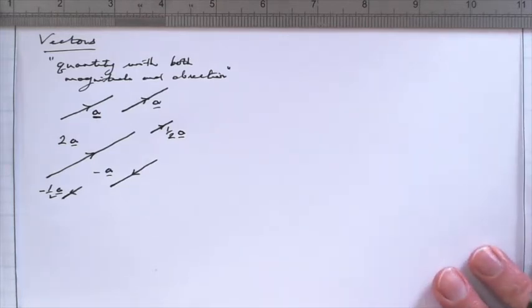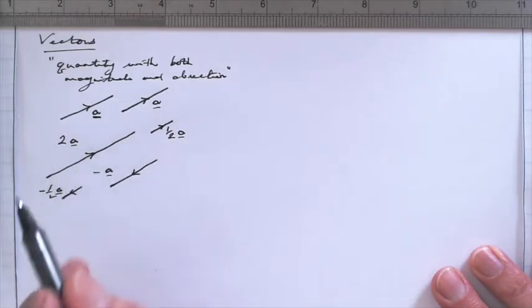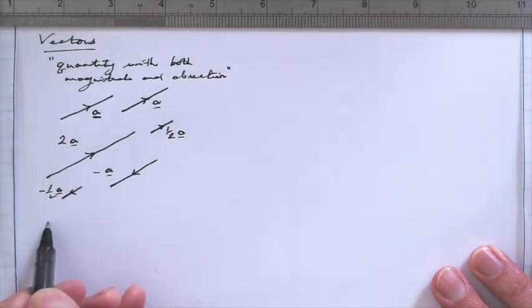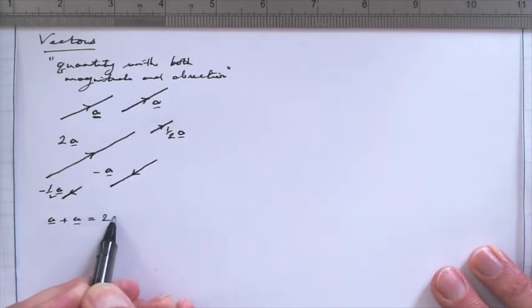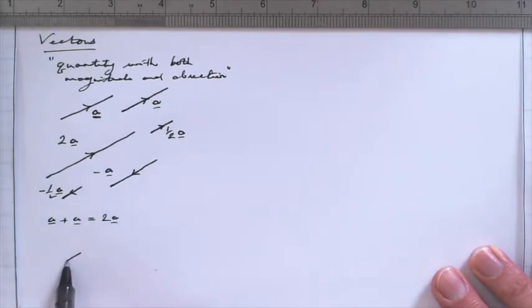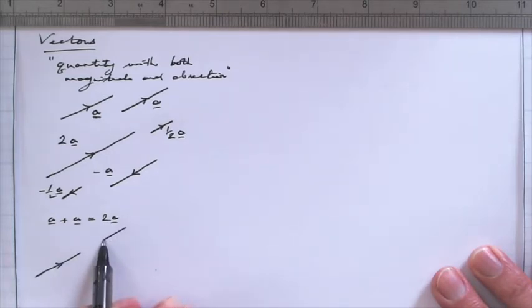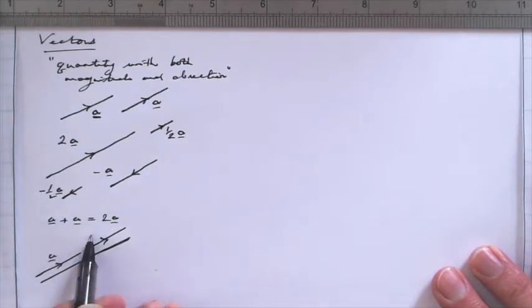What about adding vectors together? Well, for example, this vector 2A I could think of as A plus A. So A plus A equals 2A, namely that vector plus itself: I put the tail of the second vector on the head of the first, which gives me that vector 2A. So there's literally A plus A.